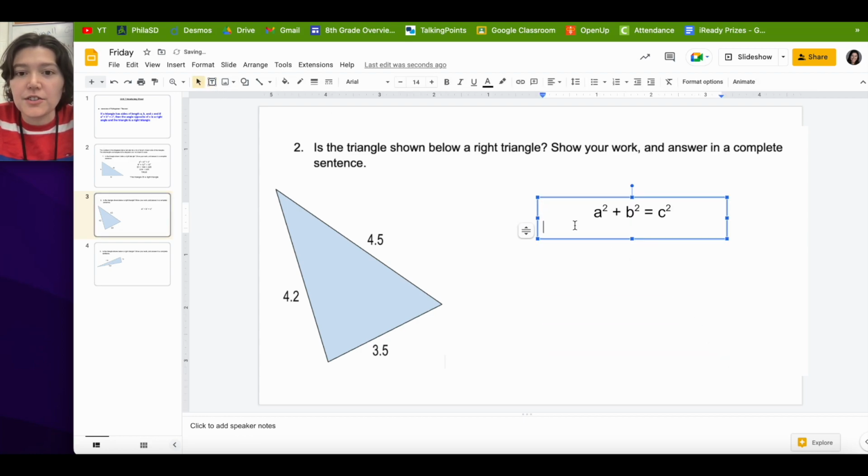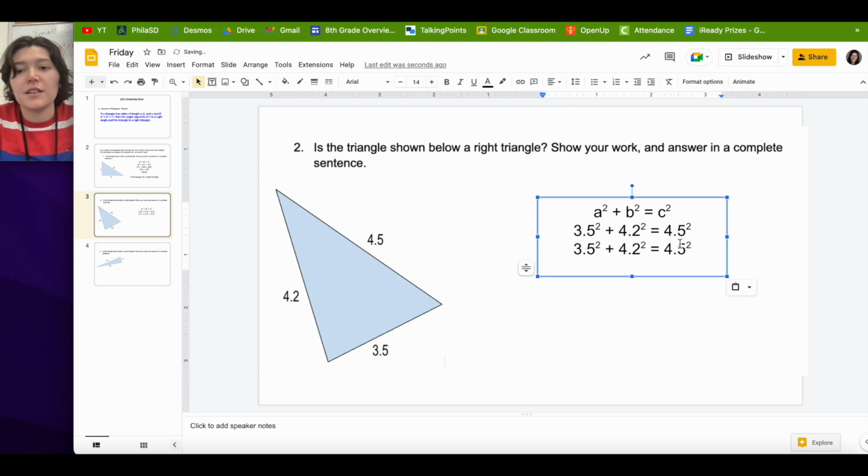Is the triangle shown below a right triangle? Show your work and answer in a complete sentence. Again, just because this angle looks like it might not be a right angle doesn't mean it's necessarily not. This isn't drawn to scale, so we have to do the math. Okay, so here is my equation, and the longest side is 4.5. So if this were a right triangle, then 4.5 would be the hypotenuse. And then my legs, a and b, would be 3.5 and 4.2. Okay, so then I can just take these and multiply them out.